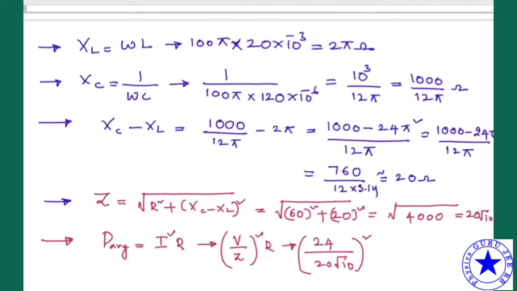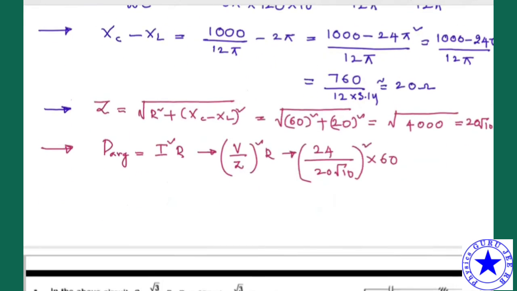It's nothing but whole square into 60. So fine. Now, the final expression, what I can get here, is the energy dissipated. I have the average power. Now, how to calculate energy dissipated? Energy dissipated is required in 60 seconds.